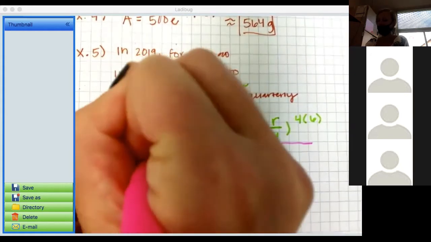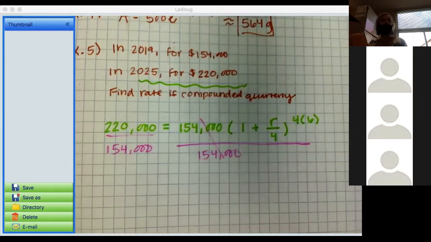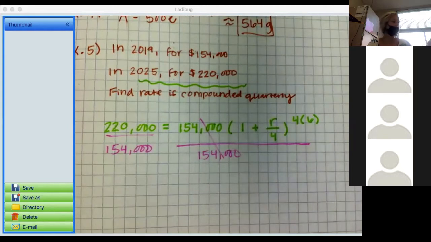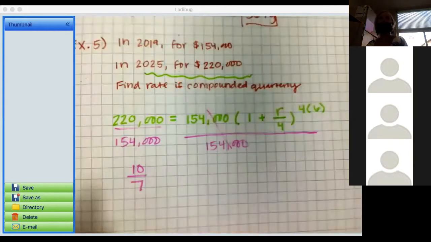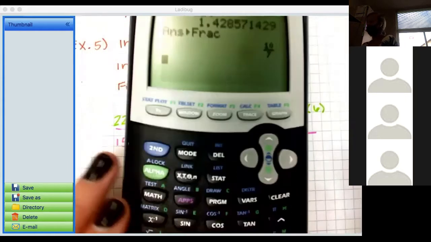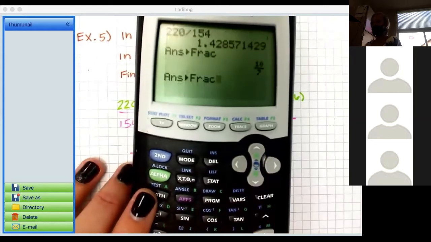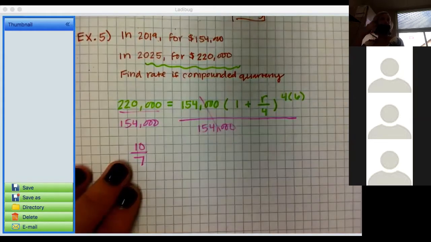You would divide the 154, right? Yeah. Great. Yes, Miss Poole. Beautiful. All right. $220 divided by 154 is a yucky number. I'm getting 10 over 7 is what that reduces to. You hit math, enter. But Desmos will do it for you as well.